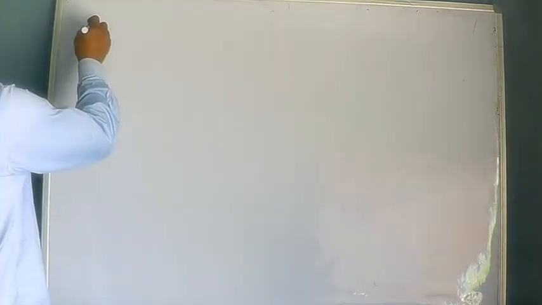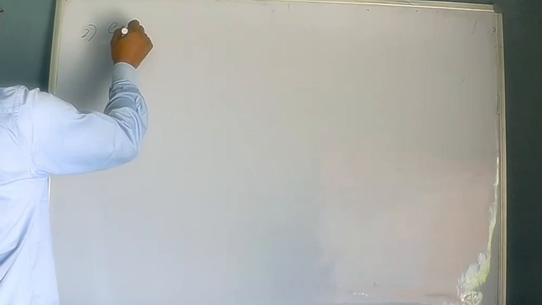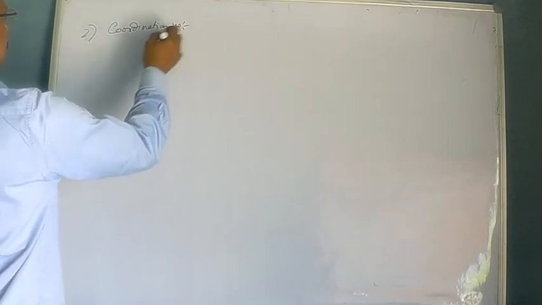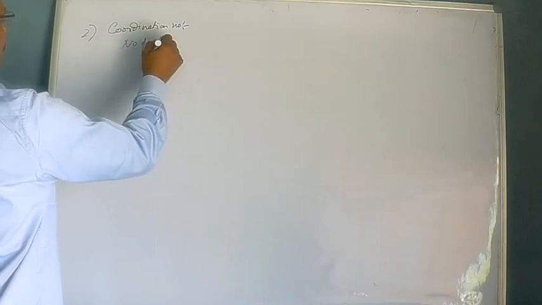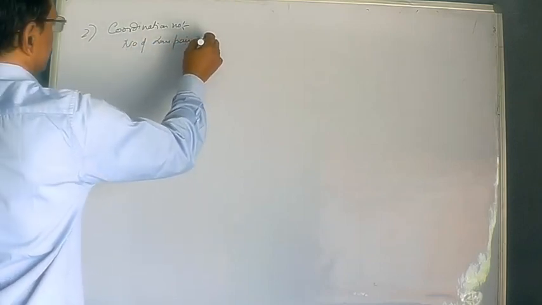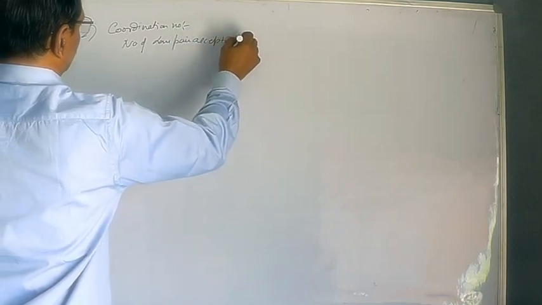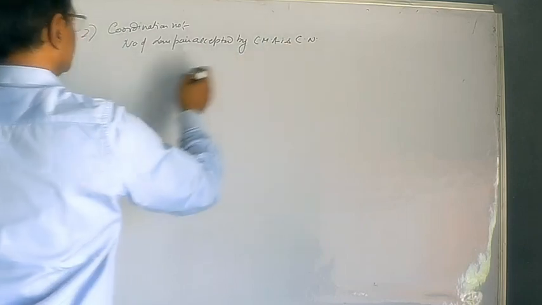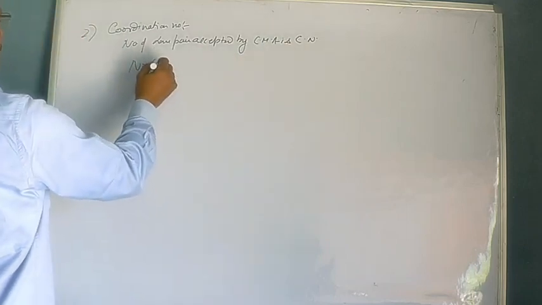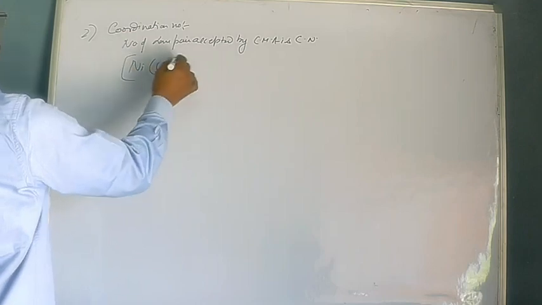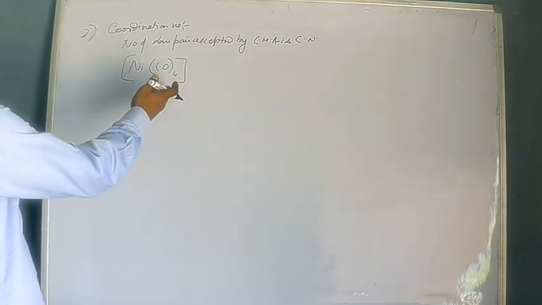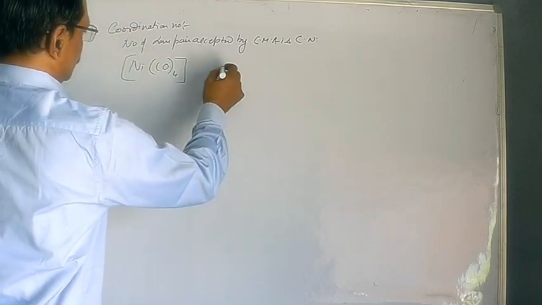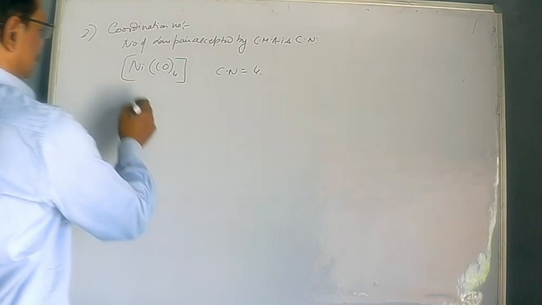And that is your coordination number. Very simple. Number of lone pairs accepted by CMA is coordination number. Ni(CO)4: Ni has taken 4 lone pairs from CO. CO is monodentate ligand, so 4 lone pairs are being given. So coordination number equals 4.